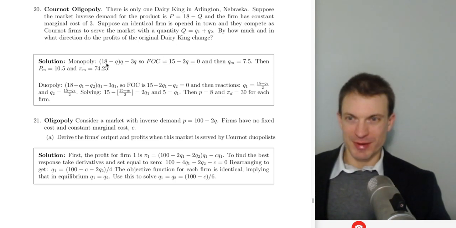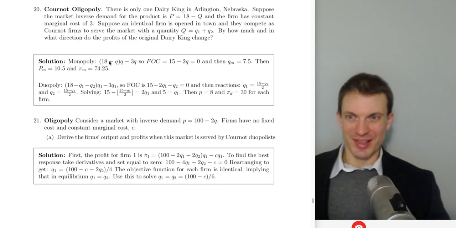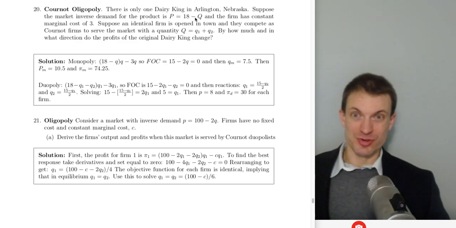So here's the monopoly solution. 18 minus Q times Q minus 3Q. Right, so I actually wrote out the profit function. You could distribute this. You get 18Q minus Q squared. Take the derivative. You'll have 18 minus 2Q, right? Marginal revenue has the same vertical intercept, twice the slope. This will actually give you the calculus to get that.